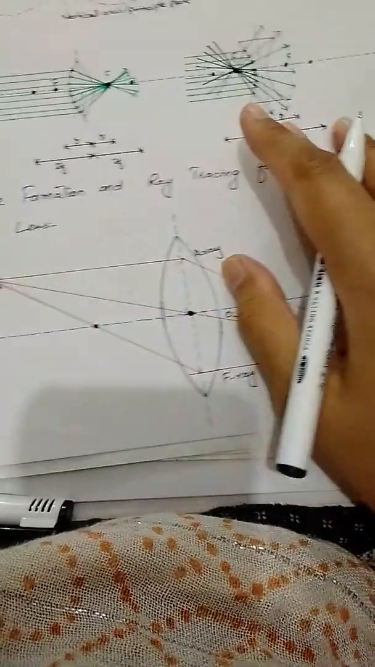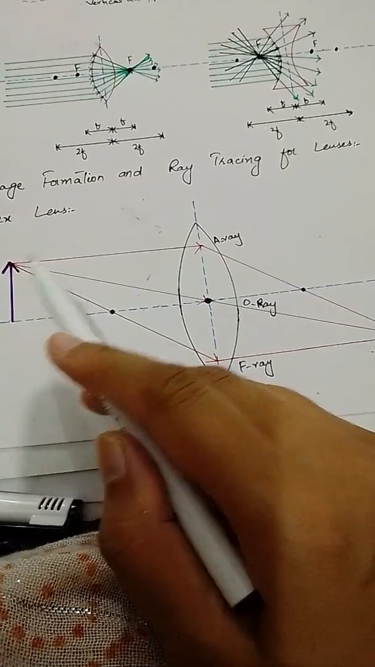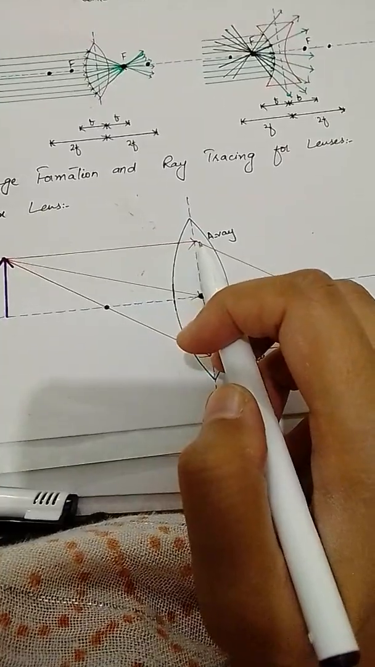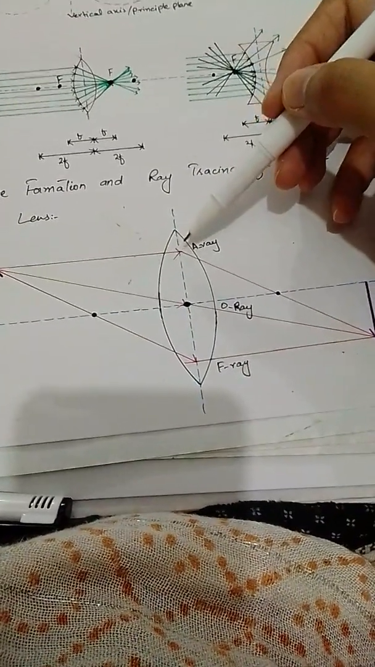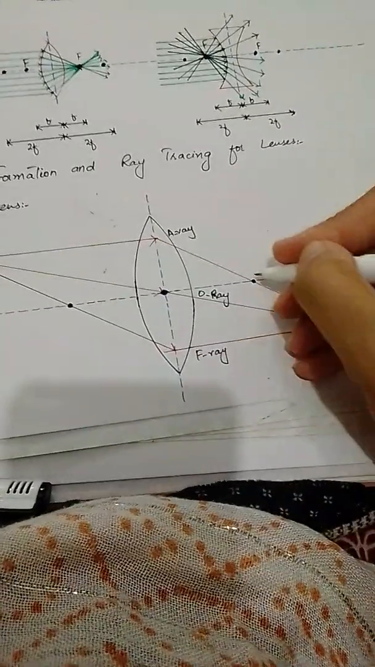Now coming to these three rays, the A ray would definitely first travel parallel to the principal axis, then after striking the lens it would get refracted and would pass through the focus. This is the focus.